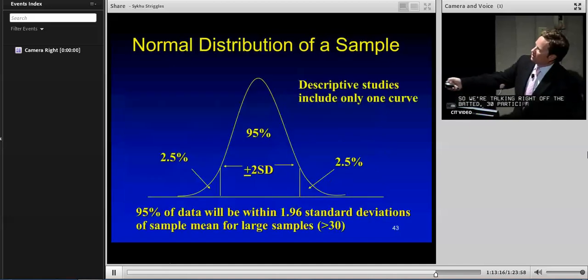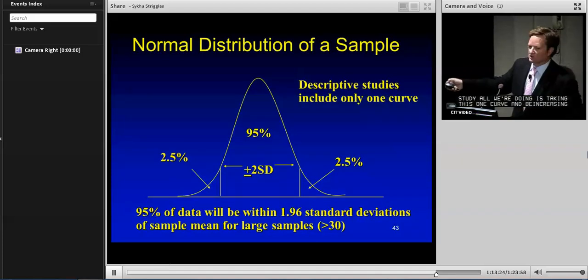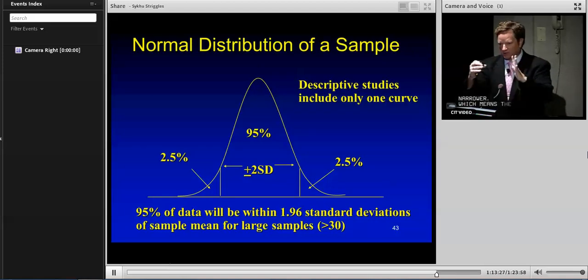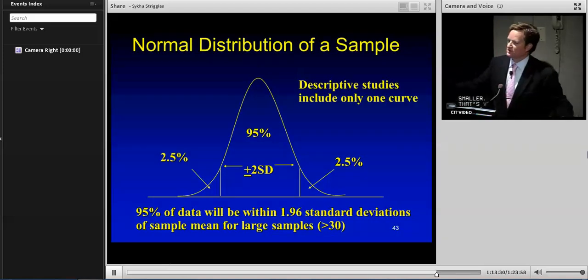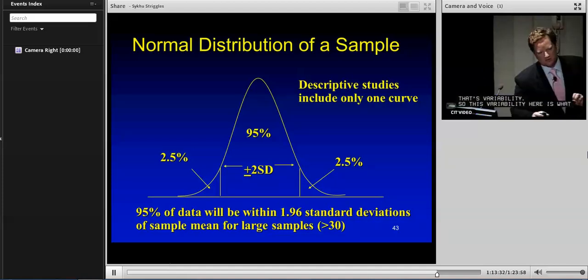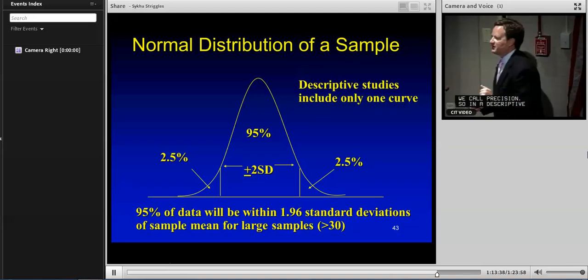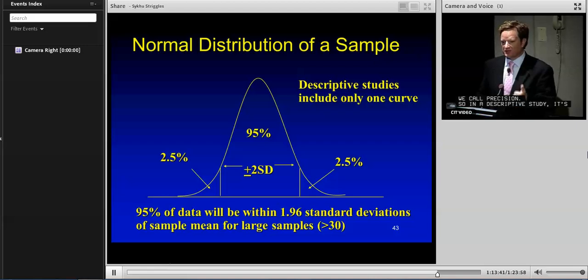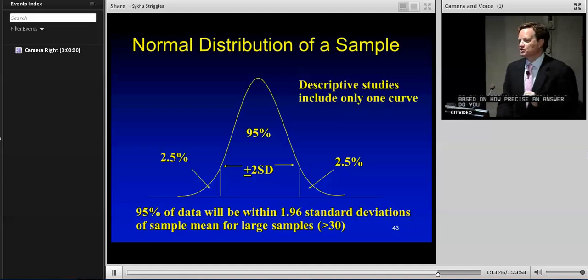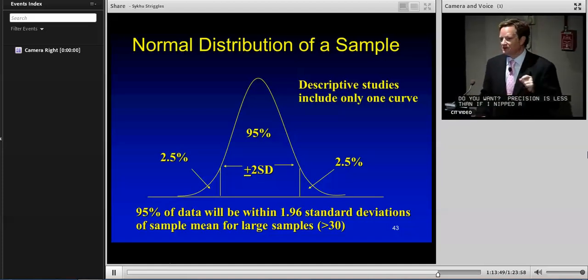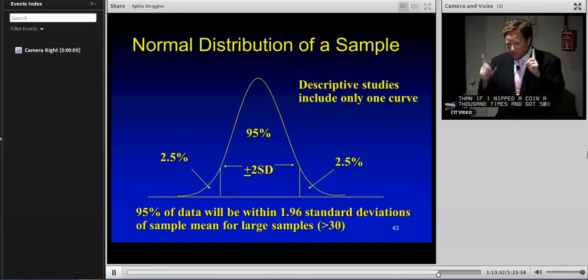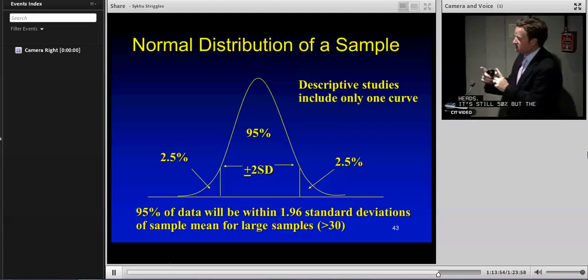Now, in a descriptive study, all we're doing is we're taking this one curve, and by increasing sample size, this curve gets narrower, which means the width of this curve is smaller, and that's variability. So this variability here is what we call precision. So in a descriptive study, your sample size will be based on how precise an answer do you want. For instance, if I flip a coin 10 times and I get 5 heads, it's 50%. But the precision of that is much less than if I flipped a coin 1,000 times and I got 500 heads. It's still 50%, but the precision around that estimate is much better.